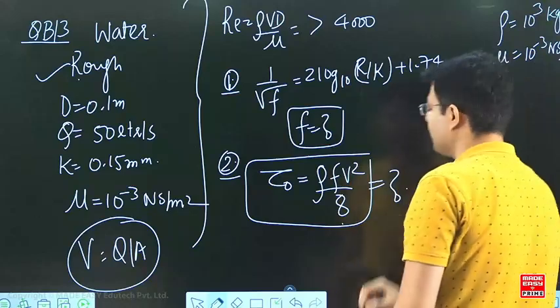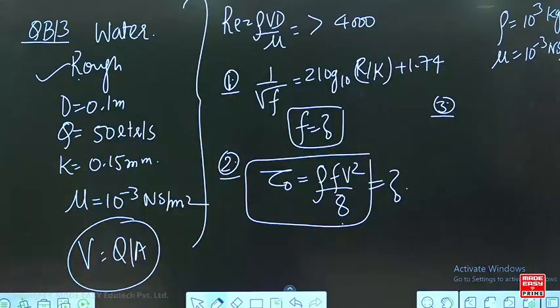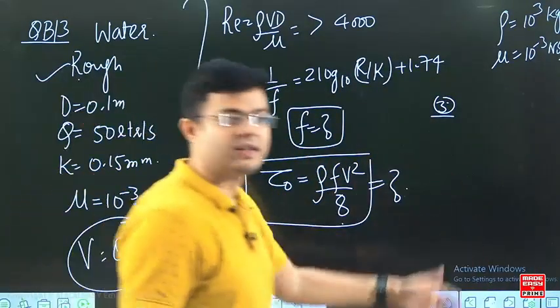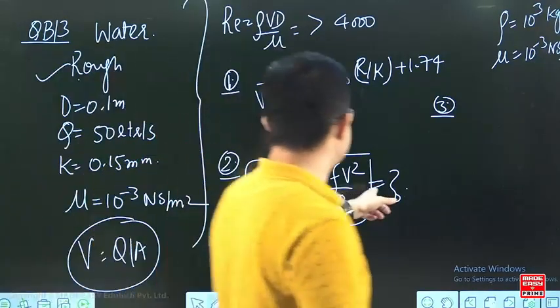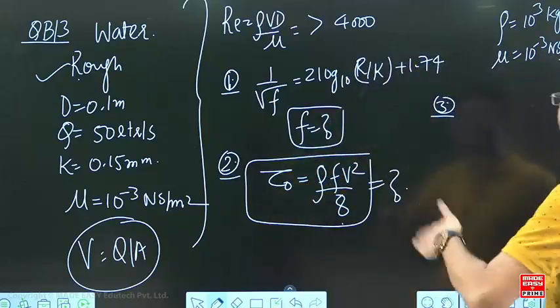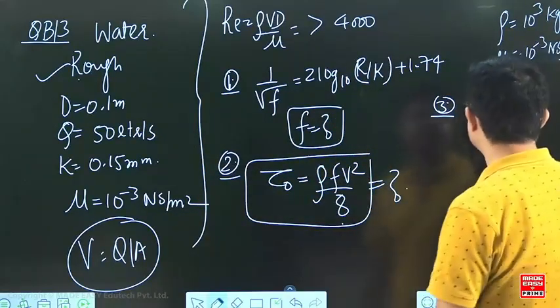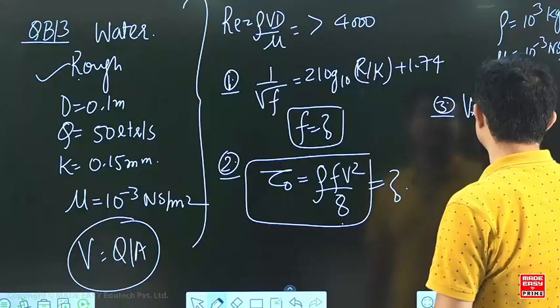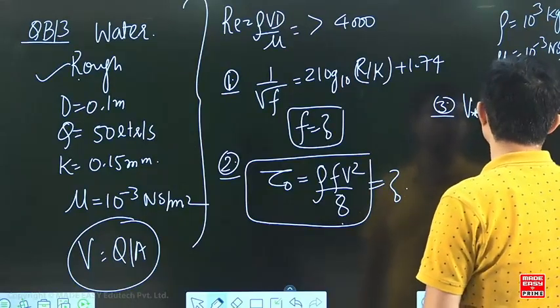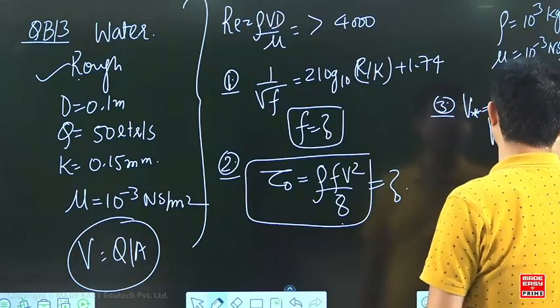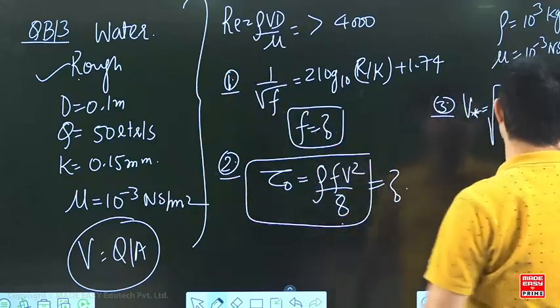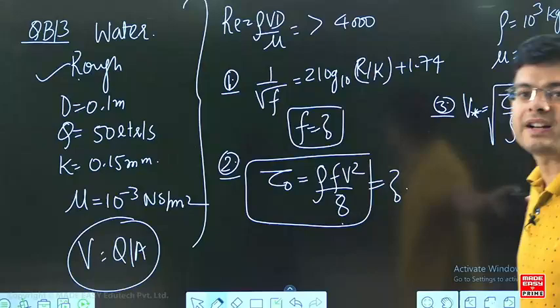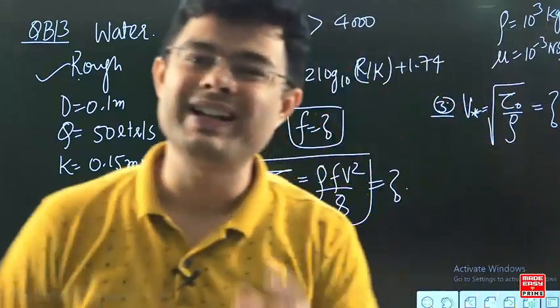Yes. Number third part. In the third part, he is asking you shear velocity. So what is the value of shear velocity? Shear velocity V star will be under root of tau naught by rho. It's over. Look, tau naught value you have already found out. Rho value you know, it is water. Can you find the value of V star? Yes sir.